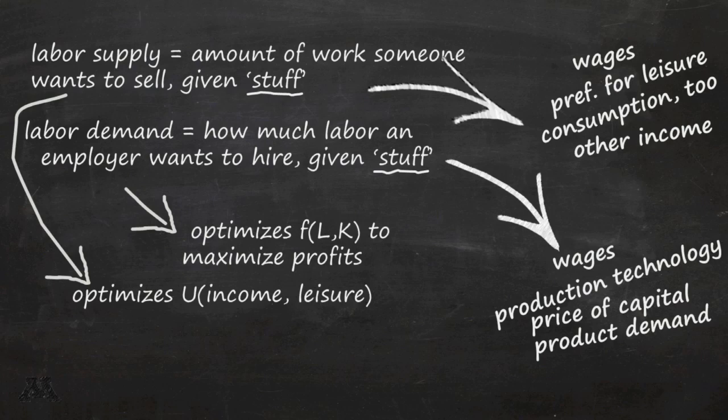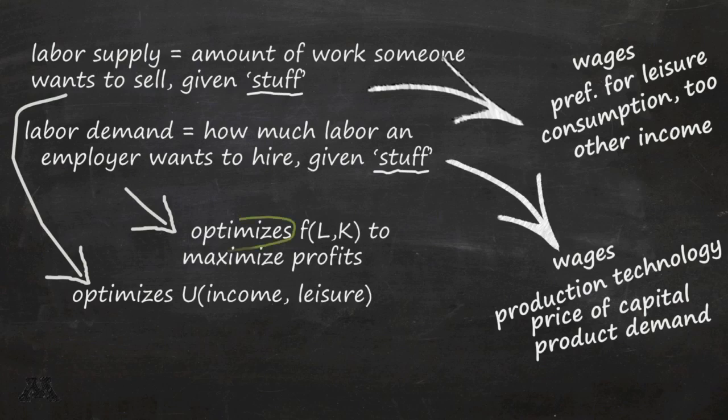So when wages are higher, for example, or when you have a strong preference for consumption, individuals are going to be predicted to have higher labor supply. They're going to sell more labor. When individuals have a stronger preference for leisure or have higher levels of non-work income, they would be predicted, all else equal, to supply less labor to the market.